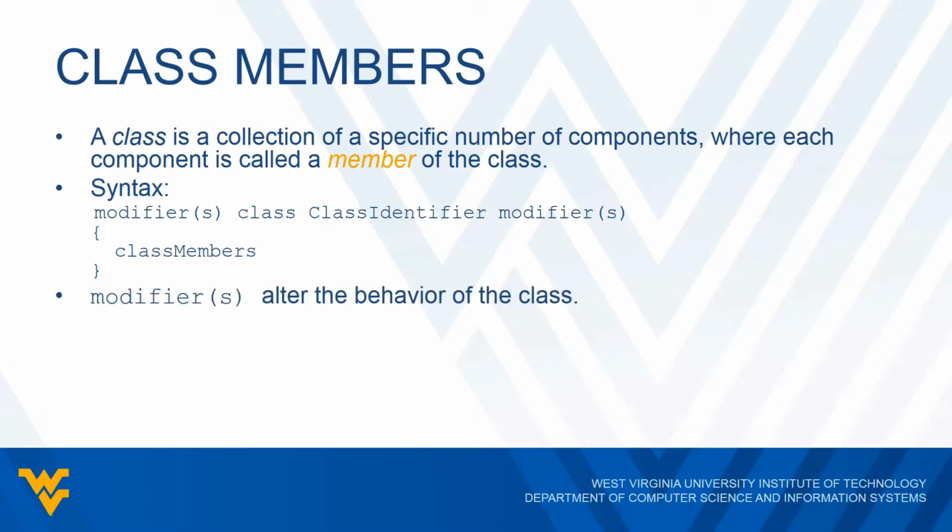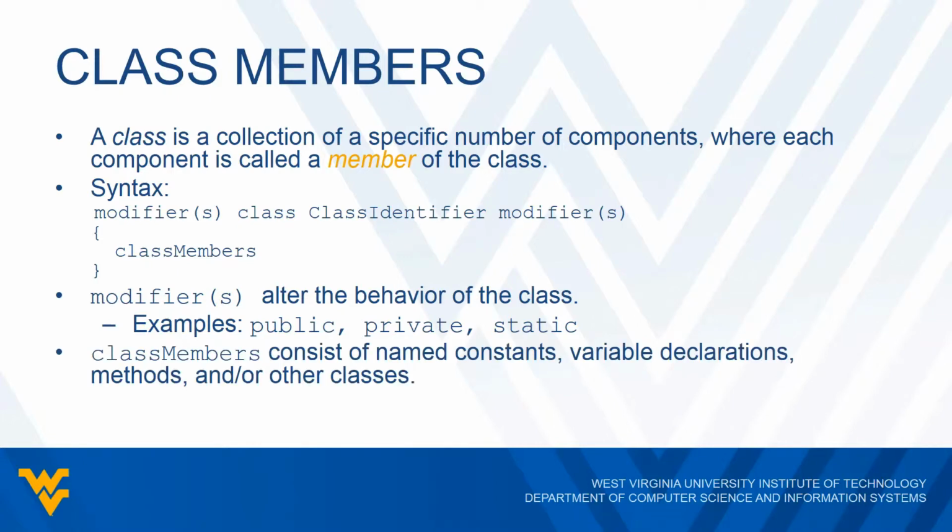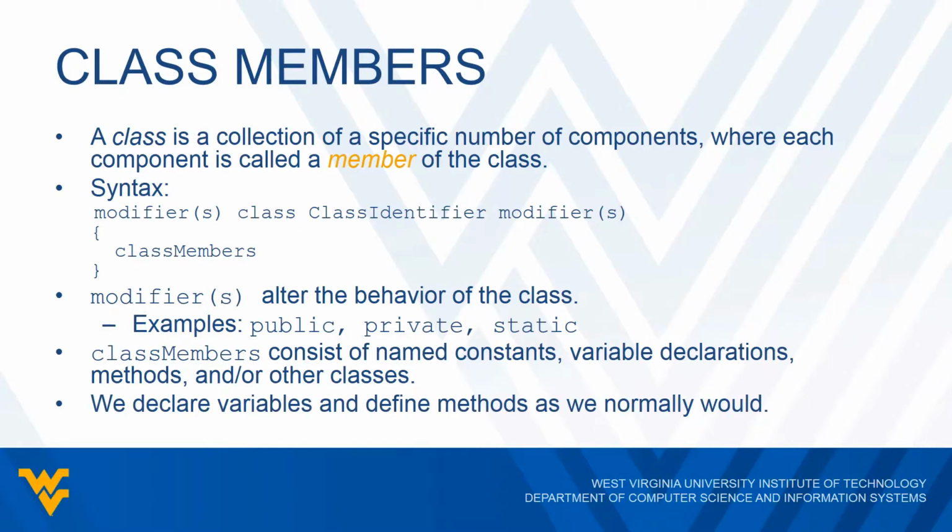Now the modifiers simply alter the behavior of the class, just as they alter the behavior of methods. For example, we can include keywords such as public, static, private, and so forth. The class members themselves can be named constants, variable declarations, methods, or even other classes. The way we use variables and methods inside the class is no different than in any program. We can declare variables and define methods just as we've done in previous programs.